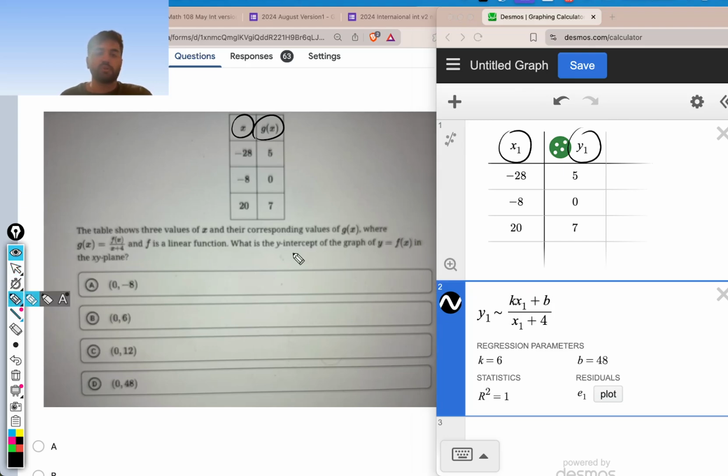The question asks what's the y-intercept of y is equal to f of x. So what's the y-intercept of this one? It is b, and b is equal to 48, and the answer is 48. Is it clear for everyone?